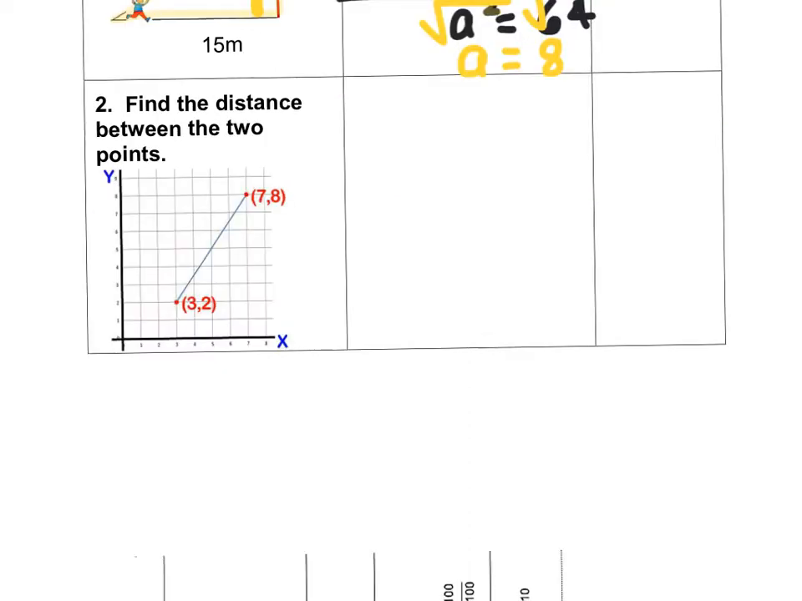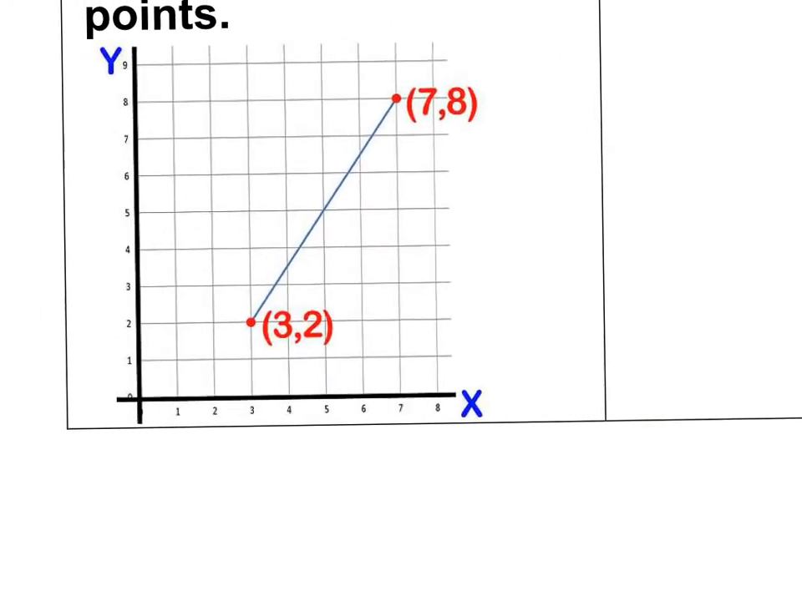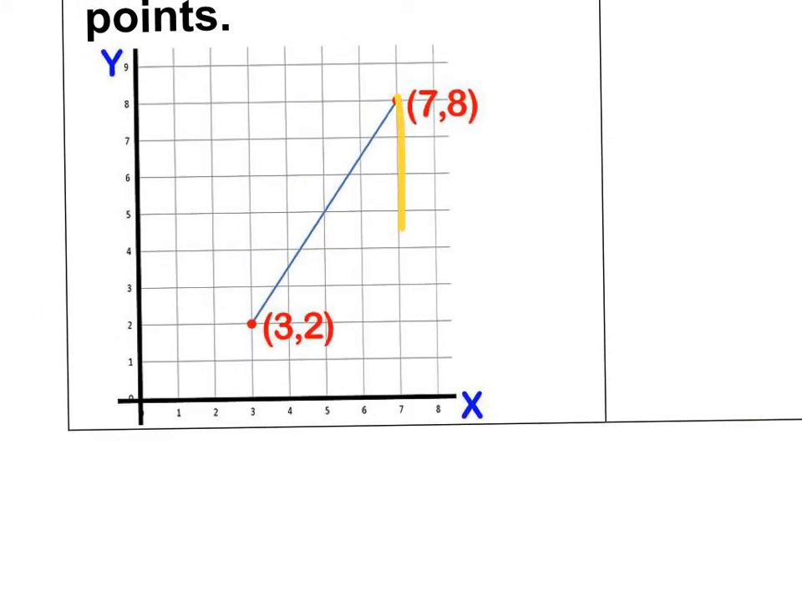The second application is finding the distance between 2 points. To do this, you're given a grid. However, you need to be able to highlight or draw the right triangle. Now, we're not given the lengths of each side, so we'll simply count to find out the lengths.